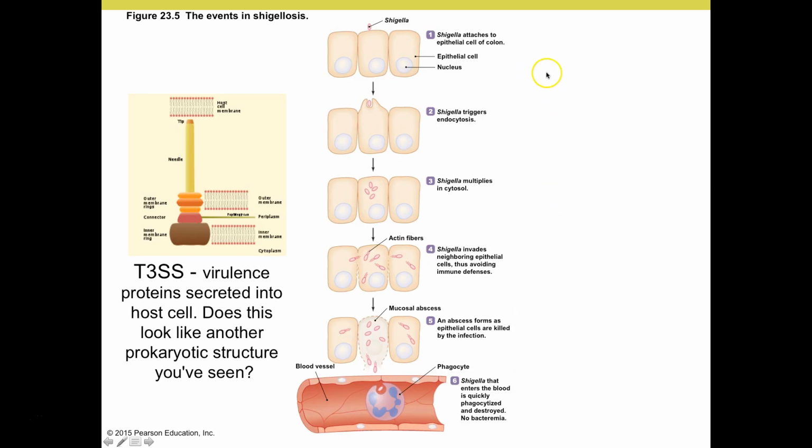As you can see, it attaches to the surface because it has adhesins. And then it goes into the cell, multiplies inside the cell, and after that it will leak out into the bloodstream. However, it is phagocytized and destroyed by your white blood cells.